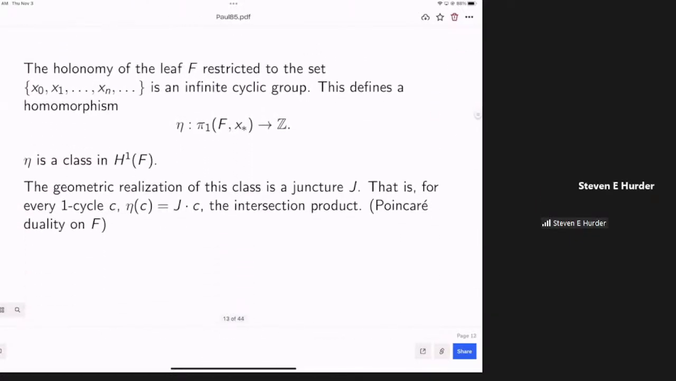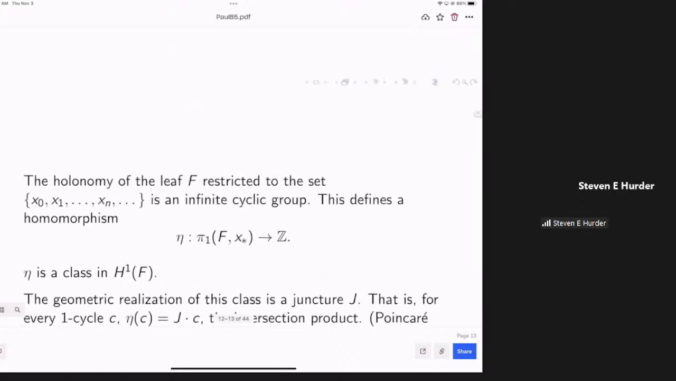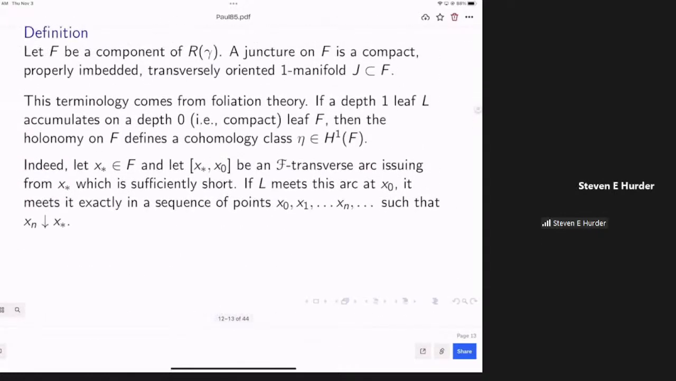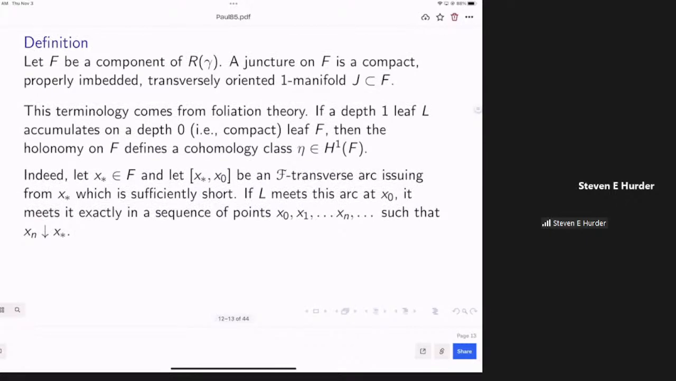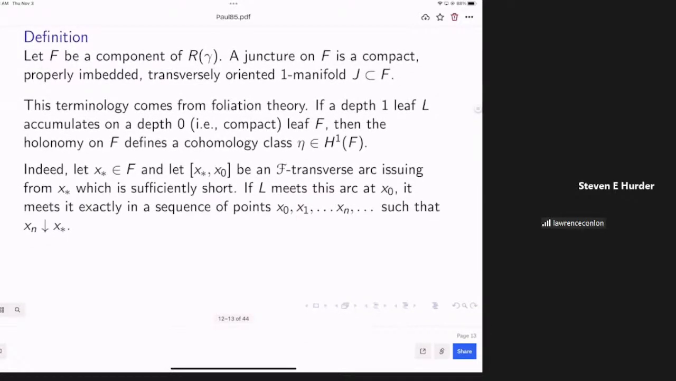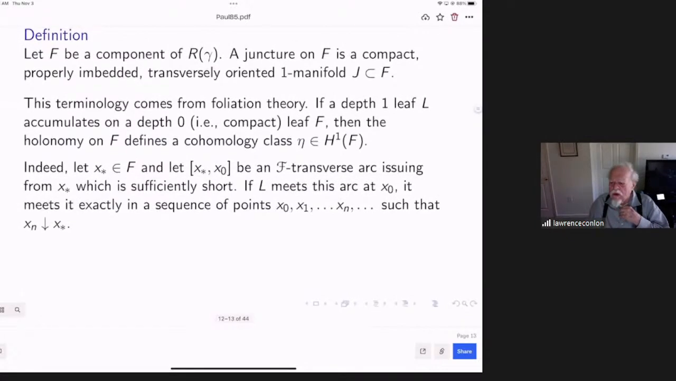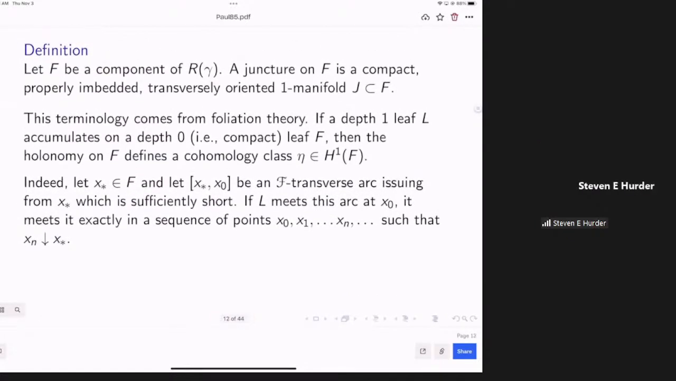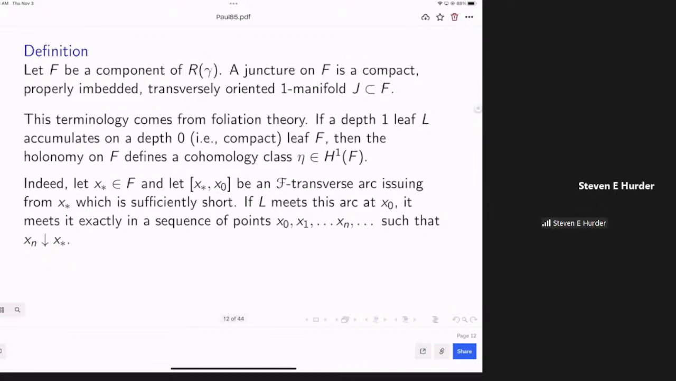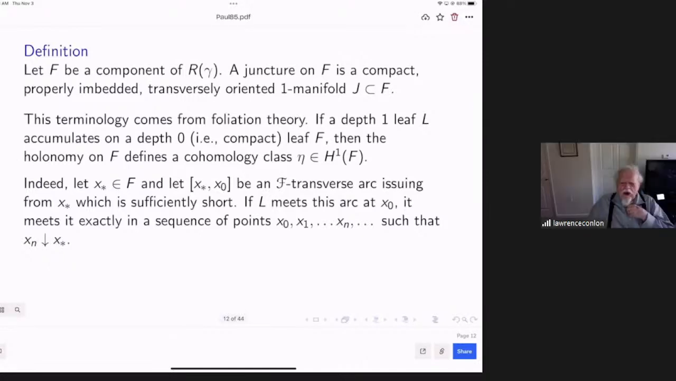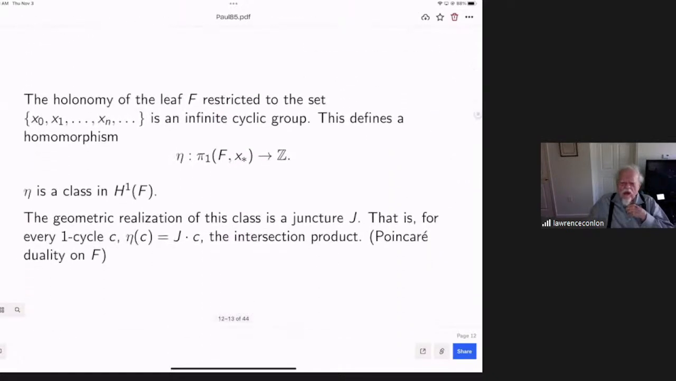Larry, you don't require smoothness on that last statement. Is that sort of a Thurston rigidity theorem about the homology class? Or the juncture? I'm not quite sure I understand your question, Steve. On the last slide, you had a homology class coming from a leaf spiraling in. Yeah, and that's why I'm trying to describe that homology class.